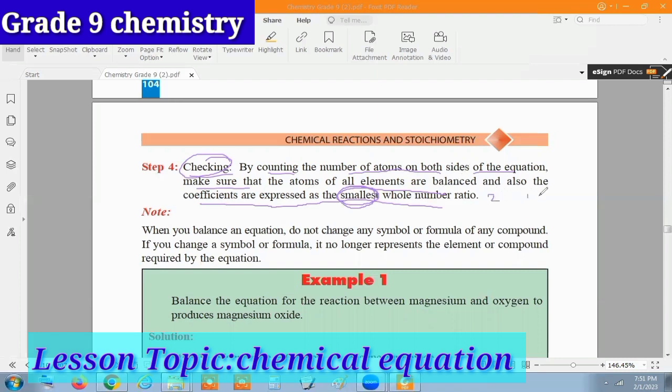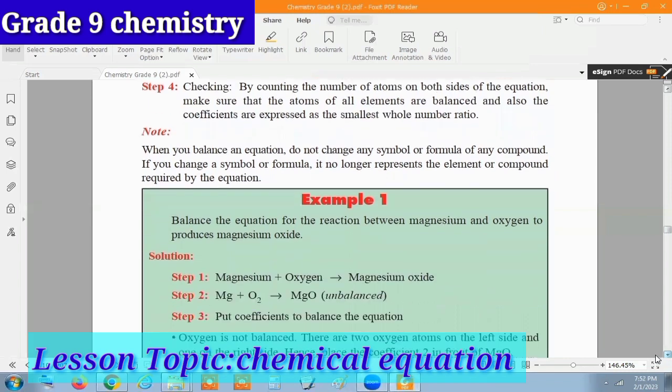For example, if there is a 2 over 2, it is not the smallest ratio. We have to reduce it: divide by 2 here and by 2 here. Now this cancels and becomes 1. Here it becomes 2, then here it becomes 1. Now this is the smallest ratio. We cannot write it in the first way. We have to make it in the smallest possible whole number ratio. Now finally we have checked the equation. Now let us continue with the other part of this equation.